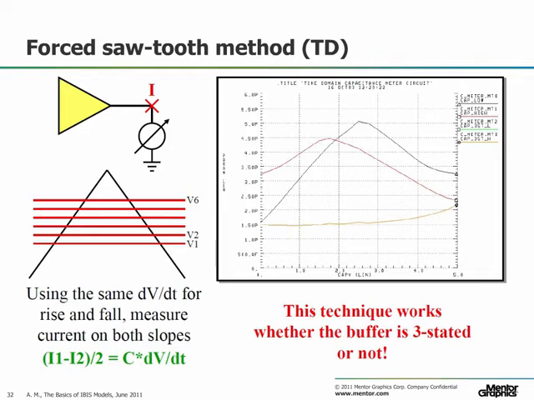In order to be able to calculate the capacitance, we are going to have to record the current readings on the rising side and the falling side of the sawtooth waveform at the same voltage points. Knowing the slope of the sawtooth waveform and having the current readings at different voltage points, we can calculate the capacitance for each one of those voltage points using the equation where current equals capacitance times the slope of the waveform. This allows us to create capacitance versus voltage plots as shown on the right side of this slide.